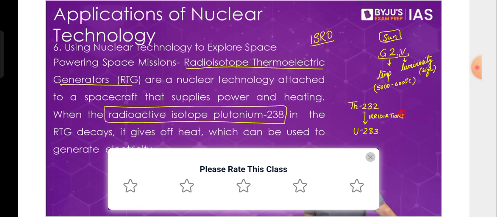Difference between GSLV Mark 3 and LVM 3? There is no difference. It's just the names. They have updated the name. First they used GSLV Mark 3 as a name. Now they say it is LVM. So there is no difference.